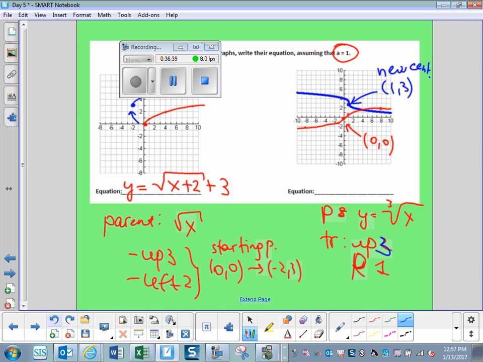So from 0, 0, the center moved to 1, 3, so we know that the transformations are right 1 and up 3. Anything else that happened to this function? It reflected, right? Because you see the end behaviors switched. The parent function goes down on the left, and the new function goes up on the left. So that's how we know that the function was flipped. So now the transformation is reflected.